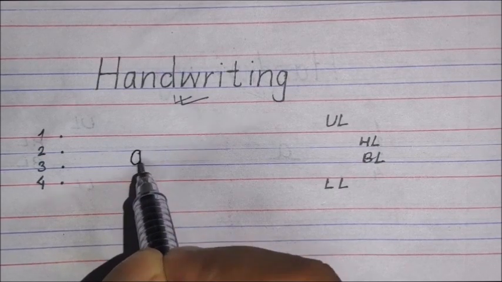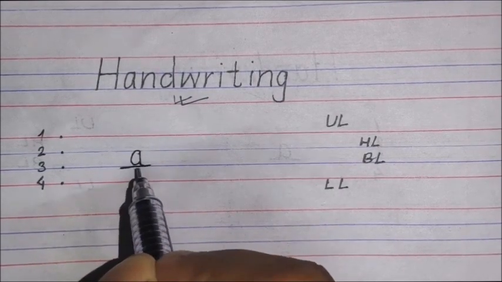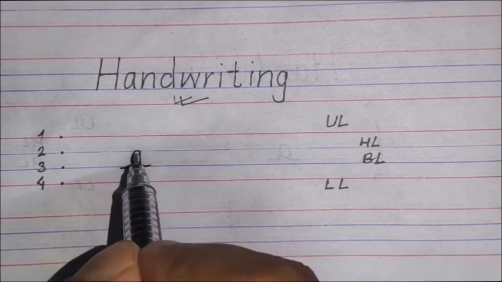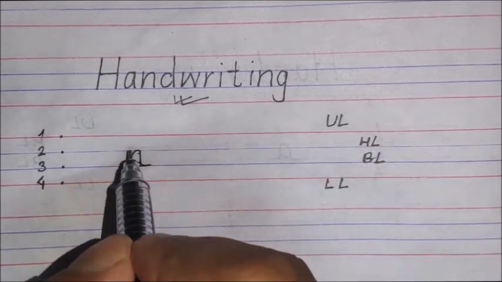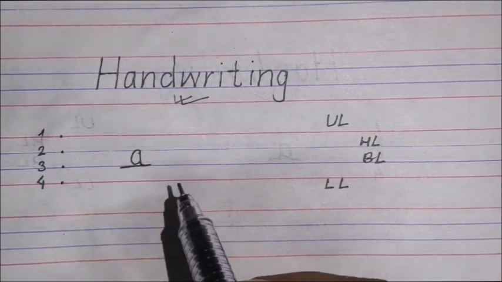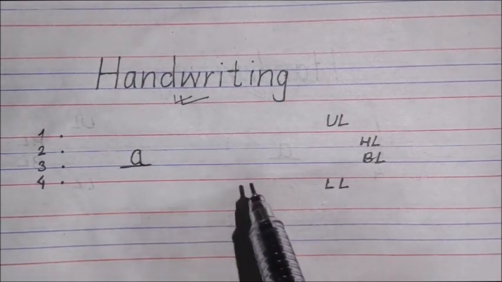For example, A. This letter settles in this third line, so it is called baseline, and the head of the letter is touching this second line, so it is called headline. And this is some about 4 lines.